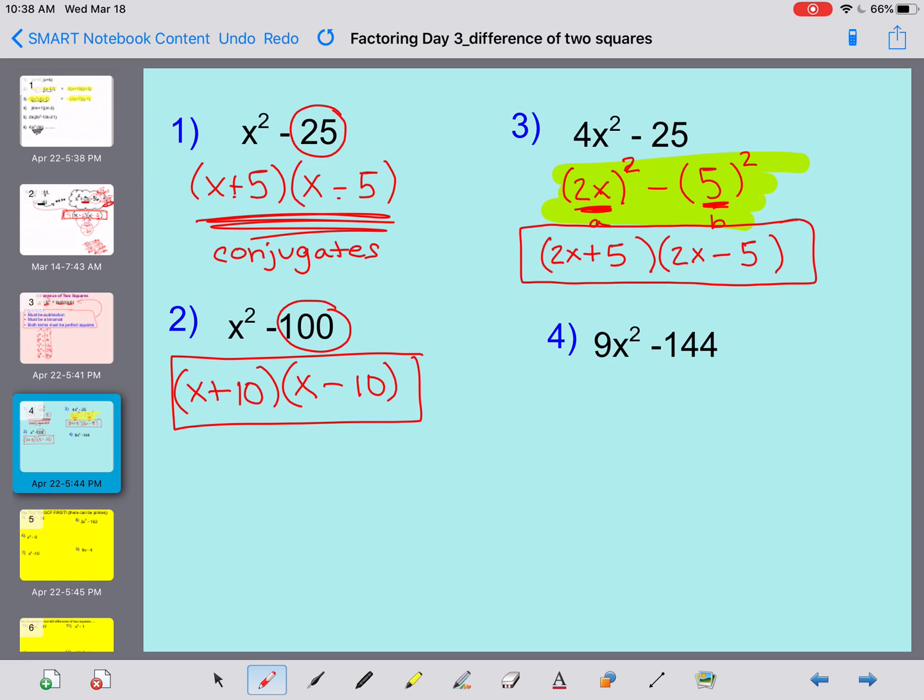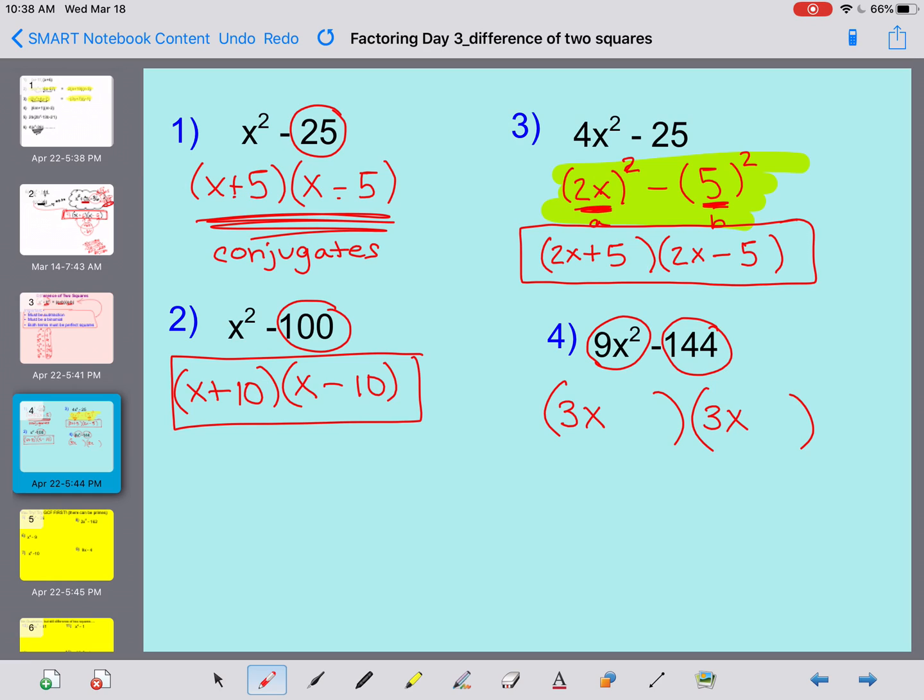Looking at number 4, it's subtraction, it's a binomial. 9 is a perfect square, 144 is a perfect square. This x squared is a perfect square. So then, set up my double bubble. I think to myself, what's the square root of 9? The square root of 9 is 3. So it would be 3x and 3x. What's the square root of 144?